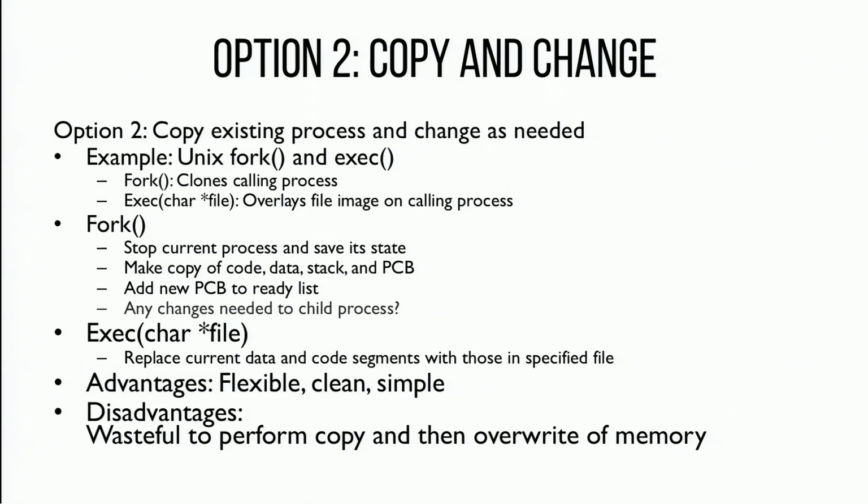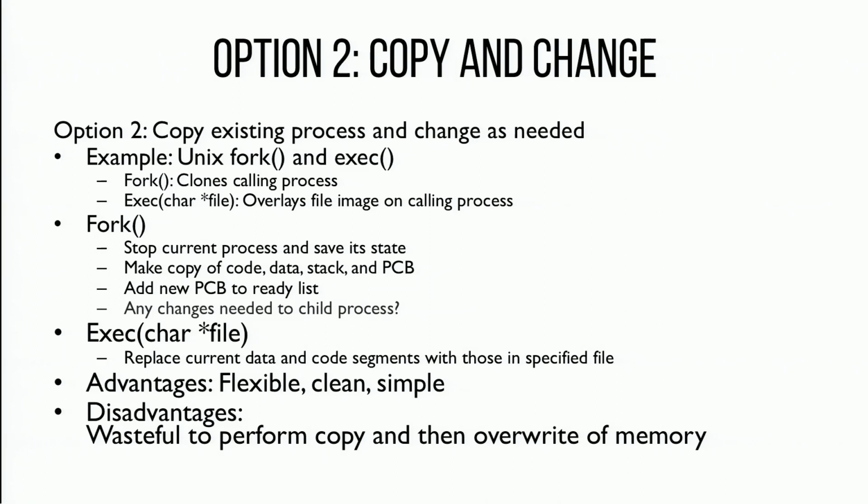So the option that Unix does is basically you take an existing process, and then you make a copy of it, or you make a fork of it, and then you change it in the ways that you need to. So we're going to see in a lot of detail that Unix has this fork system call, and it basically just makes a perfect copy of the calling process. And then immediately after that, you call exec, and it will overlay your current process, the one that's calling exec, with the file image that you've specified here. Okay? So how does that work?